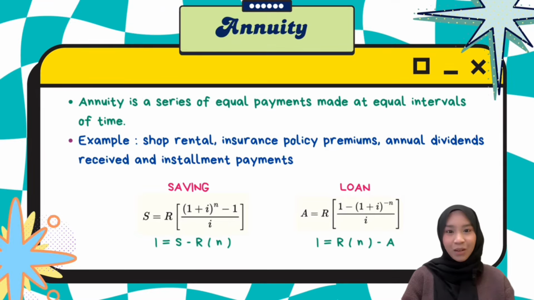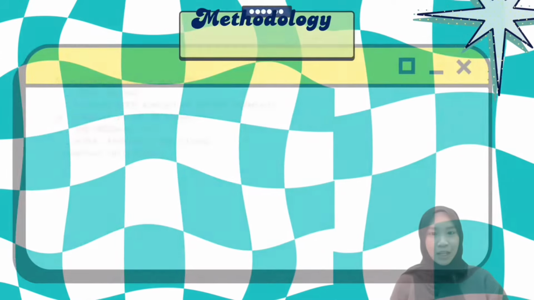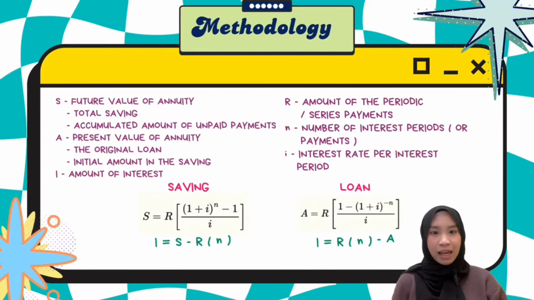What is an annuity? An annuity is a series of equal payments made at equal intervals of time. We can see many examples of annuity in real life, such as shop rental, insurance policy premiums, annual dividends received, and installment payments. In annuity, we must understand 6 key notations: S, A, I, R, capital N, and small i. S refers to the future value of an annuity, also known as the total savings or the accumulated amount of unpaid payments. A represents the present value of an annuity, which is the original loan amount or the initial deposit in savings. Also, I stands for the amount of interest.